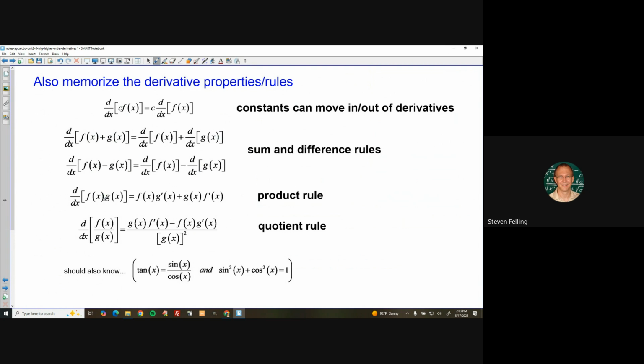But when it comes to products and quotients, you have to use the product or quotient rule, and we also have the chain rule. And you should also know simple trig things like the fact that the secant of an angle is 1 over cosine, right? The quotient identities. You should know tangent is sine over cosine, and you should also know what we call the Pythagorean identity. Sine squared of x plus cosine squared of x is equal to 1.